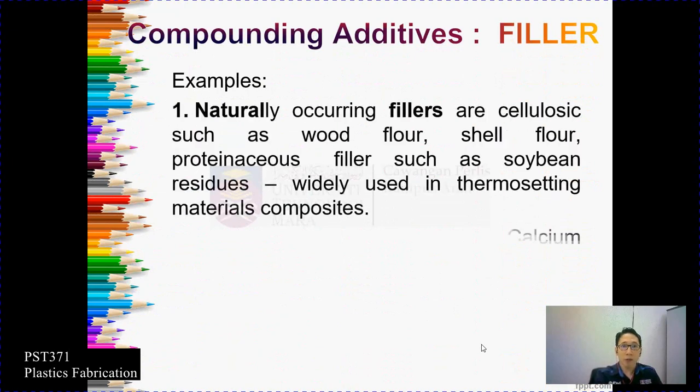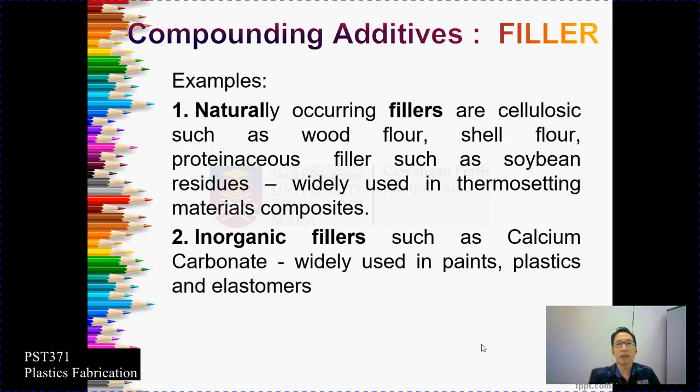Okay, for examples of filler, we have natural fillers. Naturally occurring fillers are cellulosic, such as wood flour and shell flour, and proteinous fillers such as soybean residue, widely used in thermosetting material composites. Or we have inorganic fillers such as calcium carbonate, widely used in paint, plastics and elastomers.